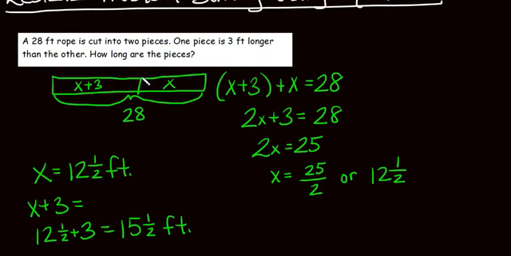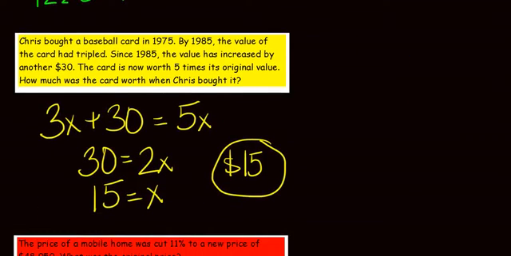My question said, how long are the pieces? That would be this single X piece. Well, I need to know also how long is the X plus 3 piece. So over here, I added 3 to 12.5 and got 15.5 feet. So there's one problem for you. All right, here's another problem.